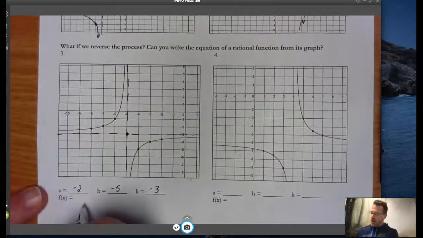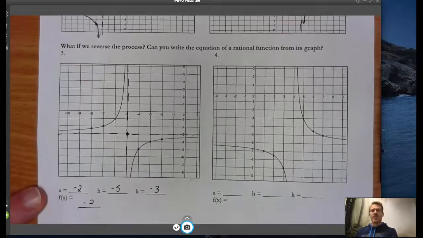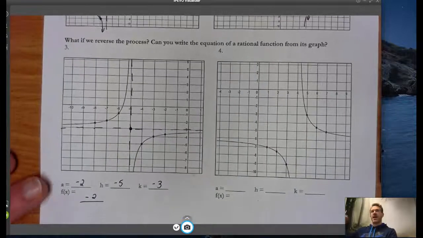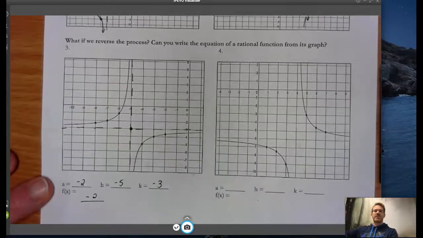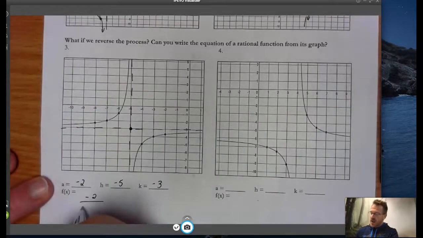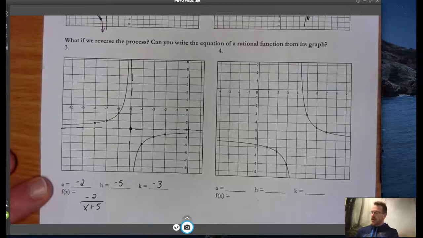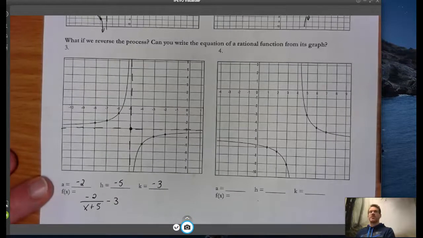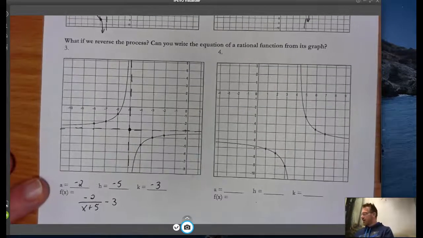Now if I take all of that and plug it into my equation, there's my a value. And remember, it's x minus h. So since it's x minus -5, that becomes x plus 5. And then my k value is -3, so there is the equation of that rational function. All right, one more problem for this video.